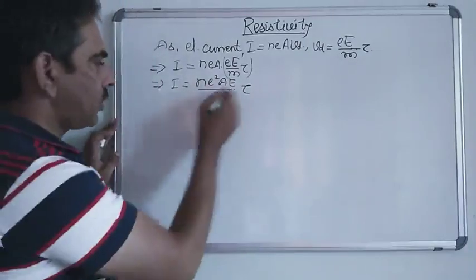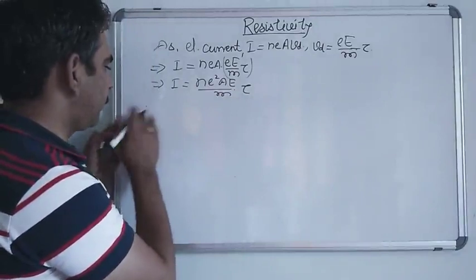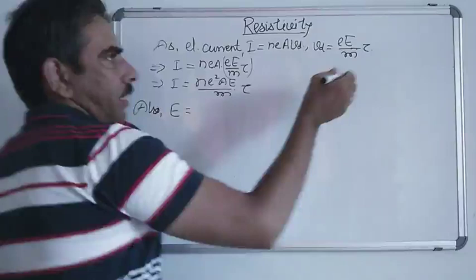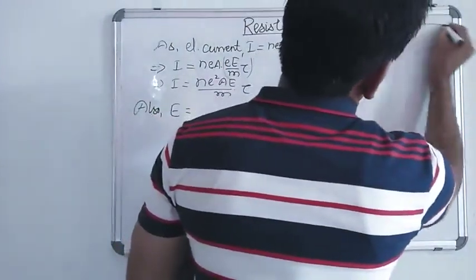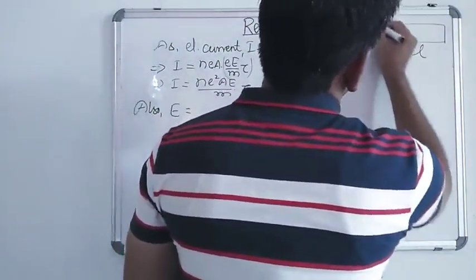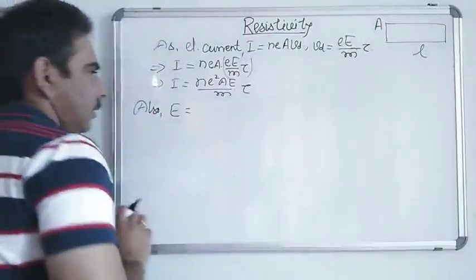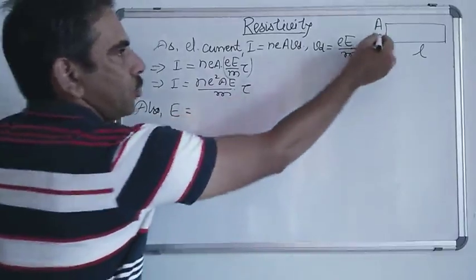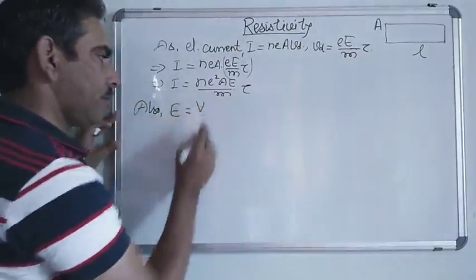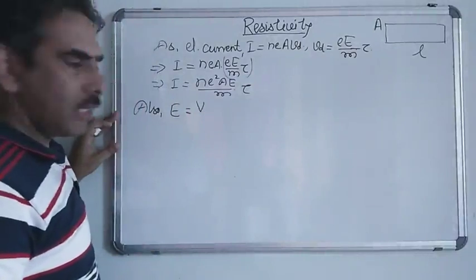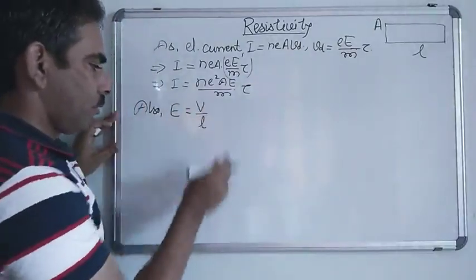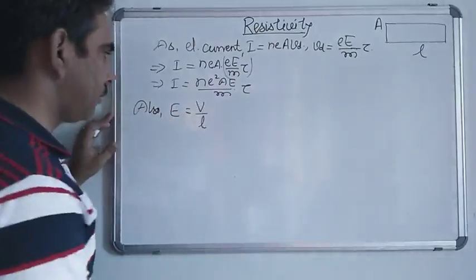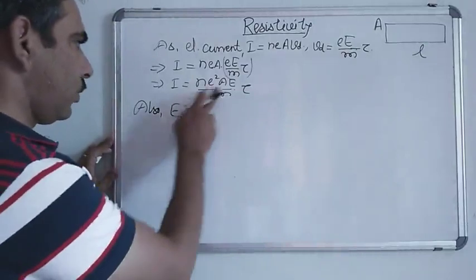And we already know the applied electric field. Suppose that we are taking a conductor of length L and area of cross section A of some material. The electric field applied across its two ends can be represented as the potential difference maintained across the two ends of the conductor per unit length, the potential gradient, right? So this potential gradient is nothing but the electric field. So let us substitute this value here.